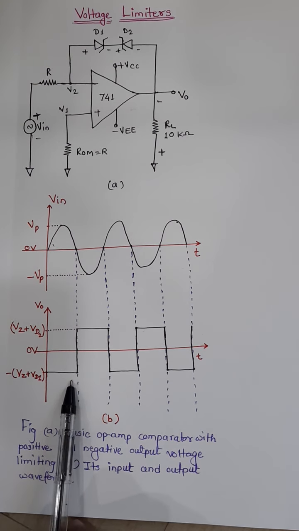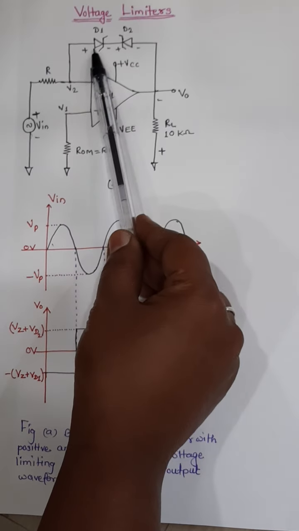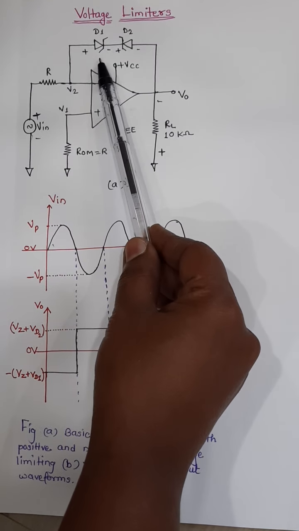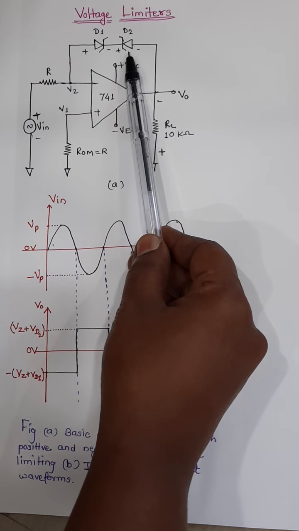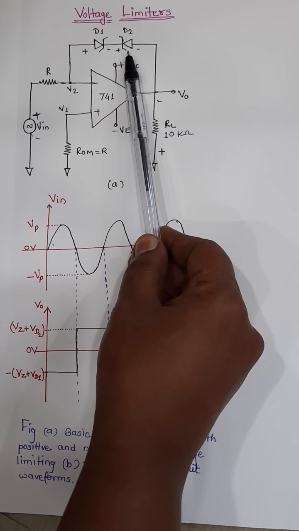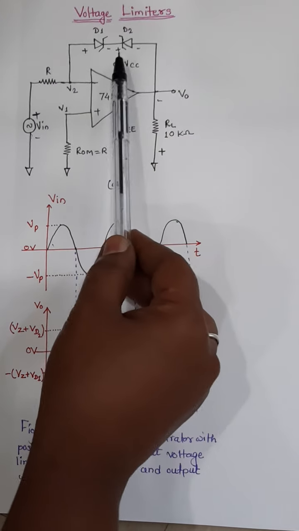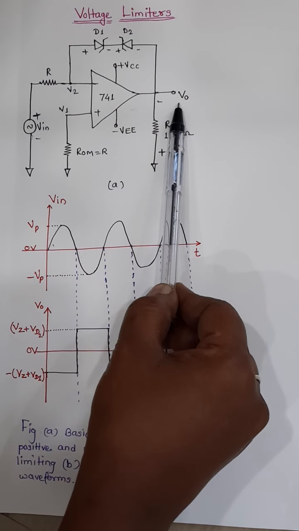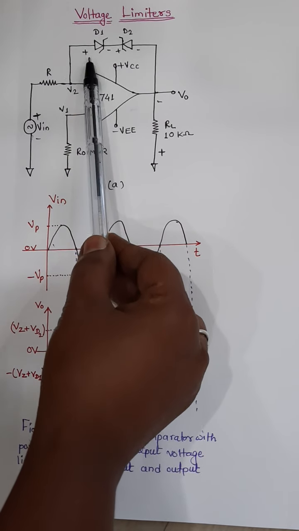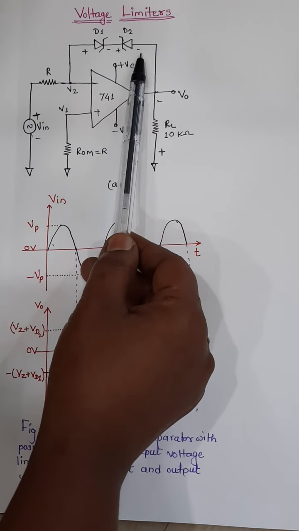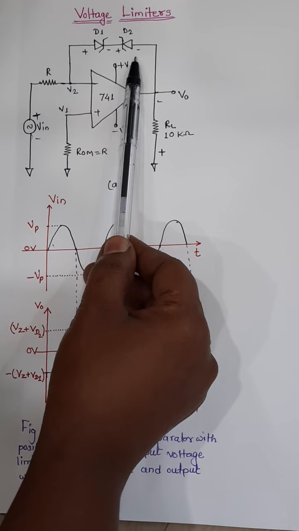It will increase until the diode D1, which is in forward bias, and D2 goes into the avalanche conduction. So whenever this diode conducts, maximum current will flow. Whatever the output voltage is, it is nothing but the voltage across diode D1 plus the voltage across diode D2.